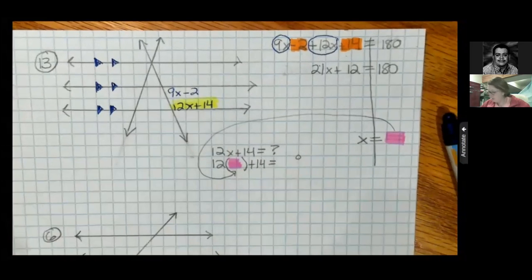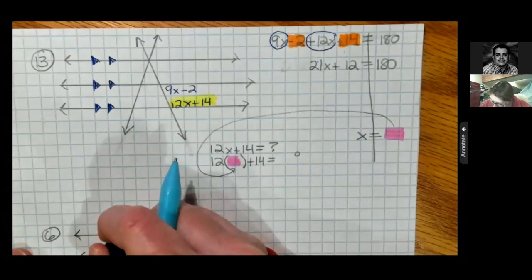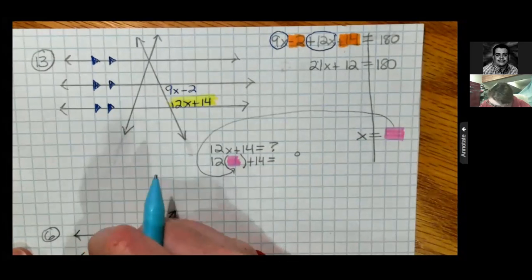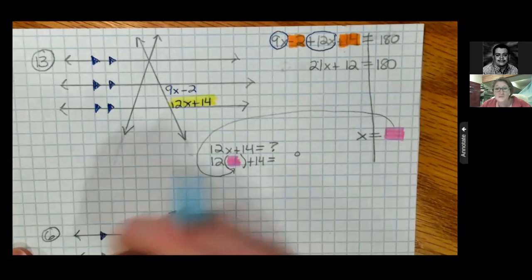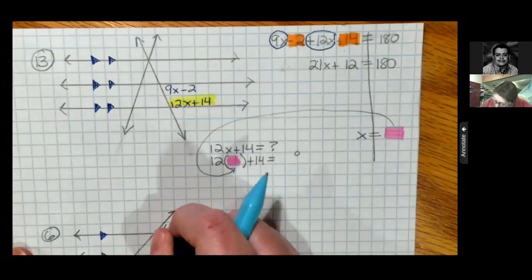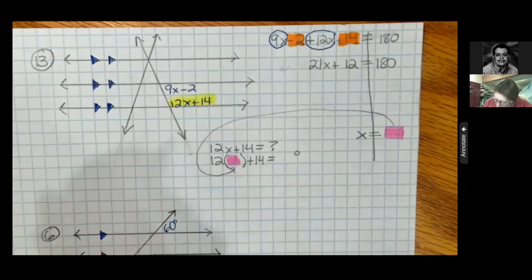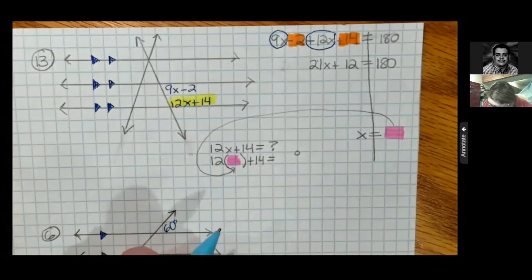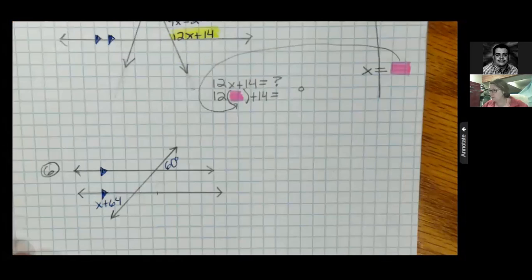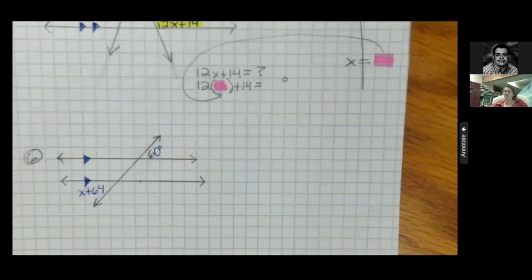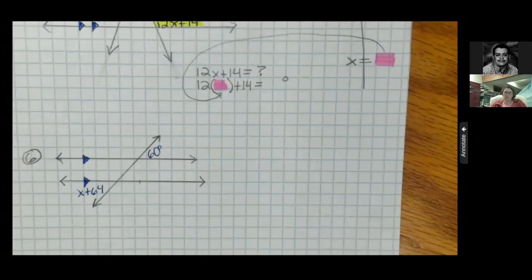So, okay. We have our little arrows. And then we have 60 degrees and x plus 64. Okay, there's number 6. All right, how do I set this up? What kind of angles are they? Are they supplementary or congruent? Congruent meaning equal.